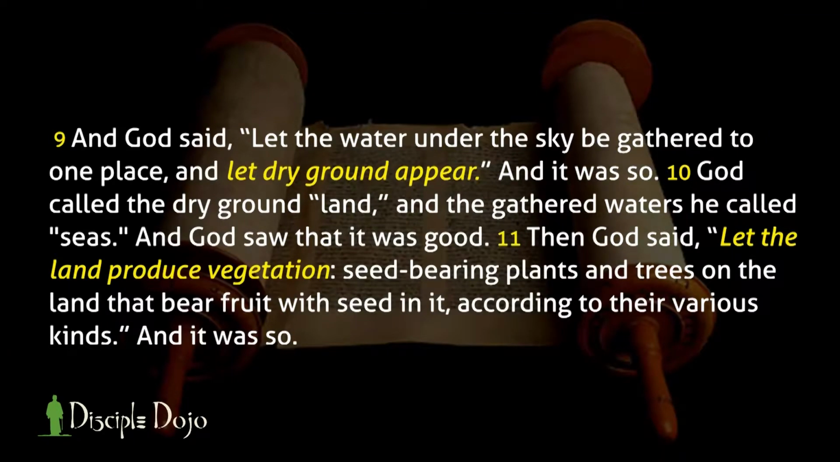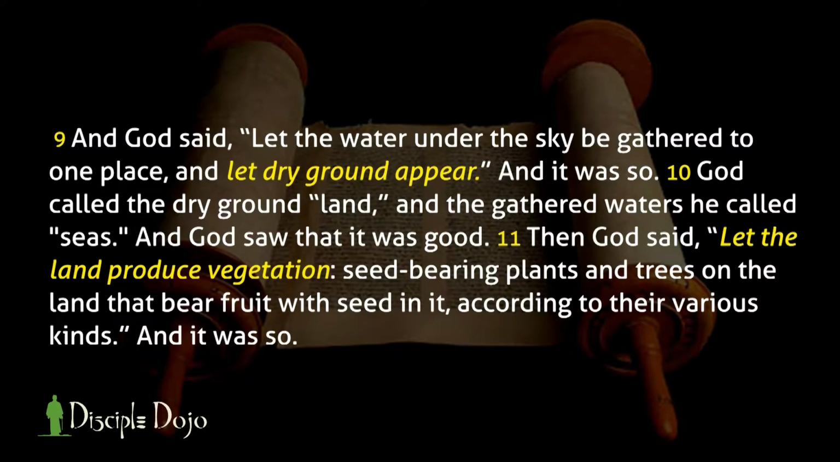So this is what we have so far. Day 1, light and dark. Day 2, water and sky, being separated, being formed, and then being separated. So God said, let the water under the sky be gathered to one place, and let dry ground appear. And it was so. God called the dry ground land, and the gathered waters he called seas. And God saw that it was good.